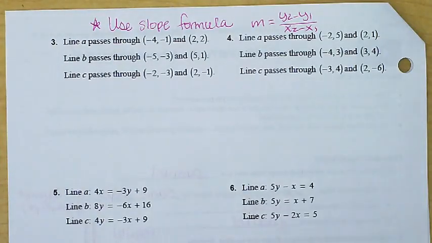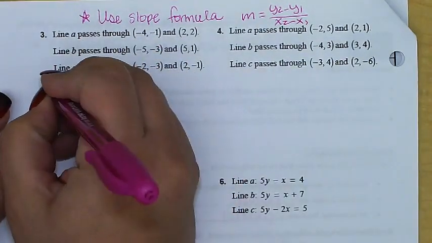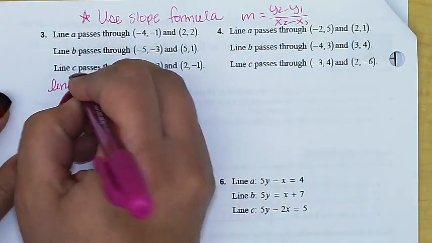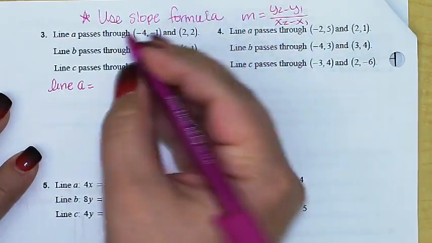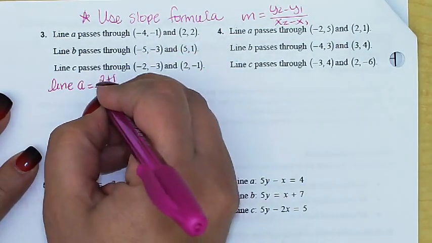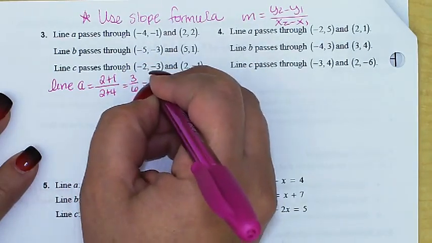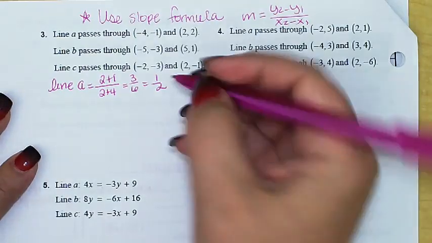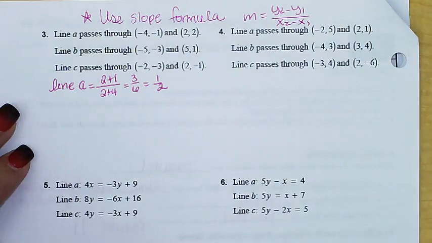Okay, so let's try this next one. So for line A, we're going to do the change in our y. So it's 2 minus a -1, which is 2 plus 1. And then 2 minus a -4 is 2 plus 4. So that is 3 over 6, or in other words, 1/2. So we can still find the slope from the 2 points using the slope formula, even though we don't have a graph in front of us.